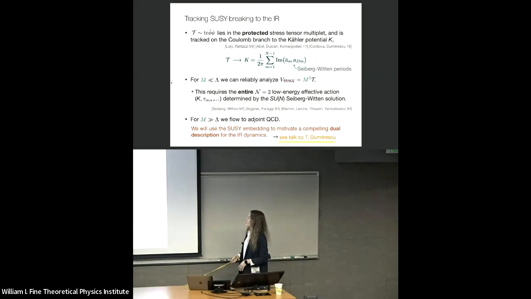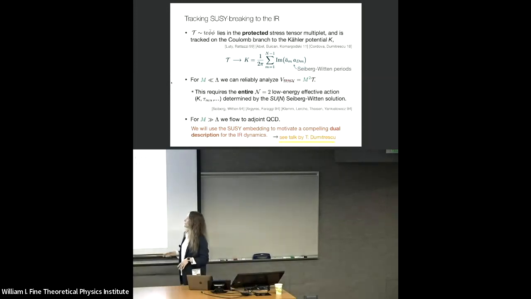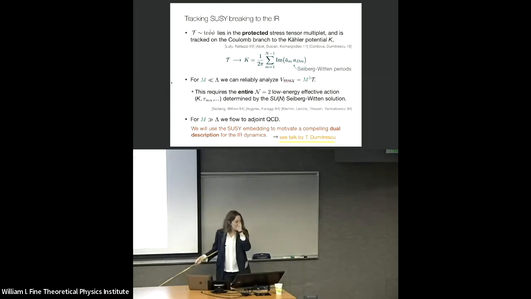So first, let me explain the leverage we have that is really going to allow us to attack this problem in a controlled fashion. First of all, this supersymmetry breaking operator that I add, this non-holomorphic mass term for the vector multiplet scalars, lies in a protected multiplet of N equals 2 supersymmetry. In particular, it's the bottom scalar component of the N equals 2 stress tensor multiplet. And so this fact can be used to track it on the moduli space of the N equals 2 theory. And in doing so, this operator is matched onto the Kähler potential of the N equals 2 theory.